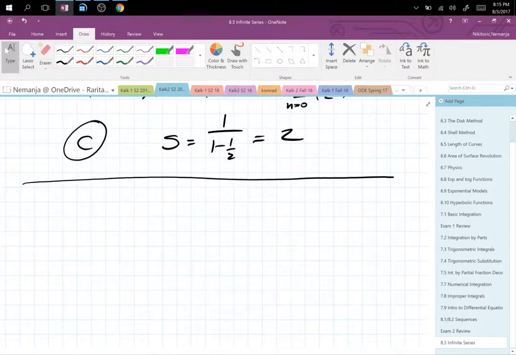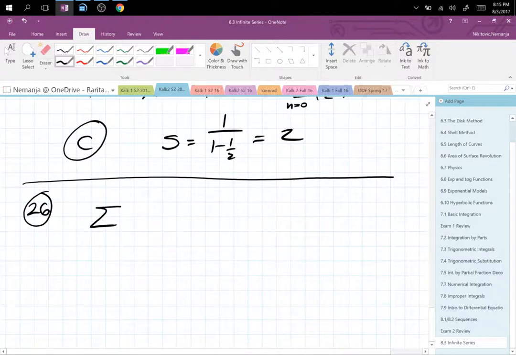By popular demand, here is another problem. Feel special, right? Popular demand? Awesome. Summation of m goes from 2 to infinity, 5 over 2 to the m.